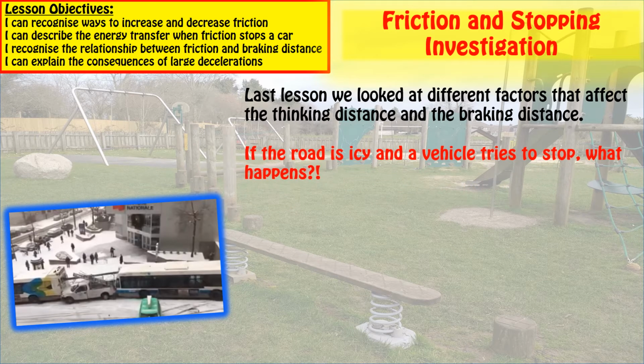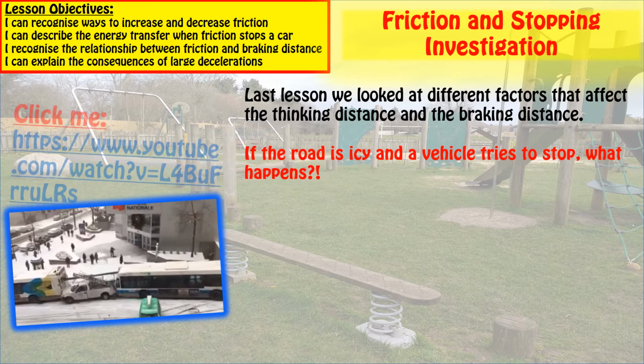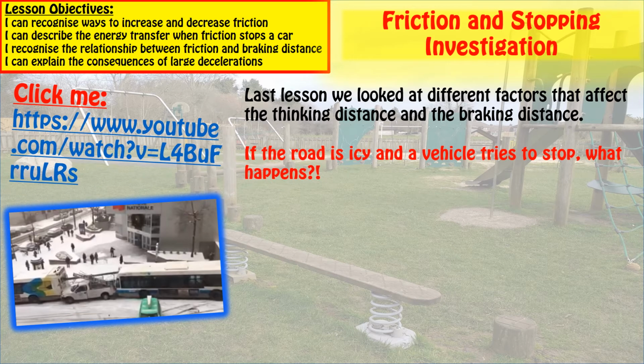So if the road is icy and a vehicle tries to stop, what happens? So there's a nice video that you can watch here on YouTube. Again, you can just type that straight into your Google bar, or you can open up the PowerPoint and just click it directly. And what happens is that the road is so icy that the buses and the cars are unable to stop, and they slide into each other. So when the road is icy, the braking distance is going to increase, and when you press the brakes, there's very little friction between the wheels and the icy road. So the car or the bus just slides onwards.